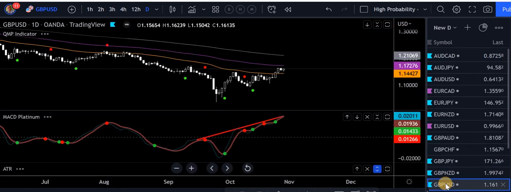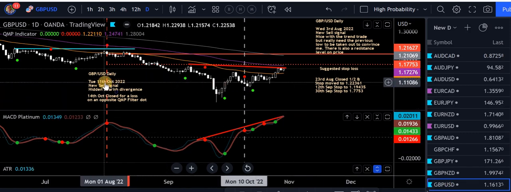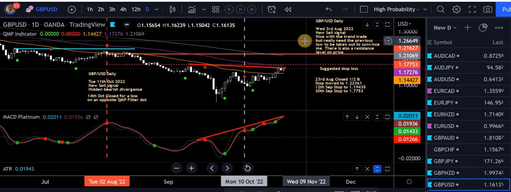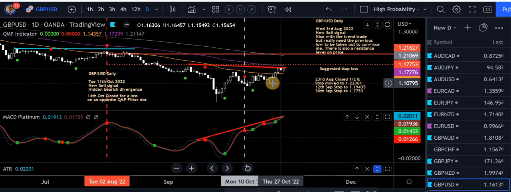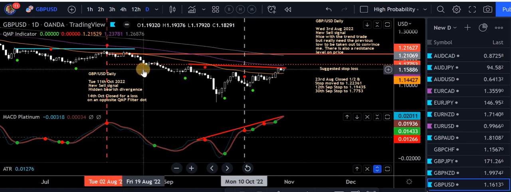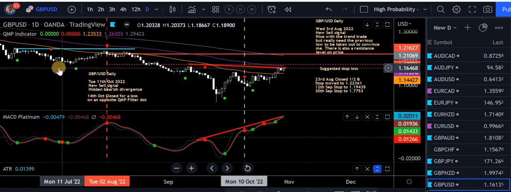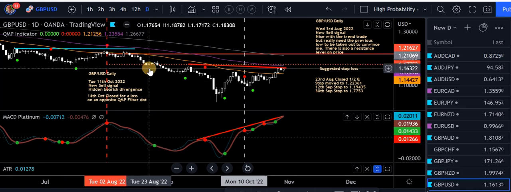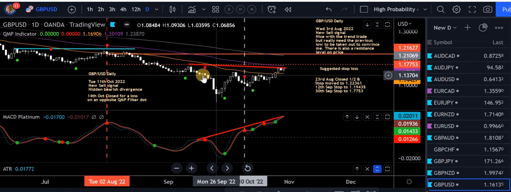Pound USD, I think we're still on a sell from back here, 3rd of August, sell signal. We've closed half, when was that, 23rd of August? I'll say that being here somewhere. So on this previous low here, MACD platinum through the zero level, closed half, so we locked in a bit of profit there.